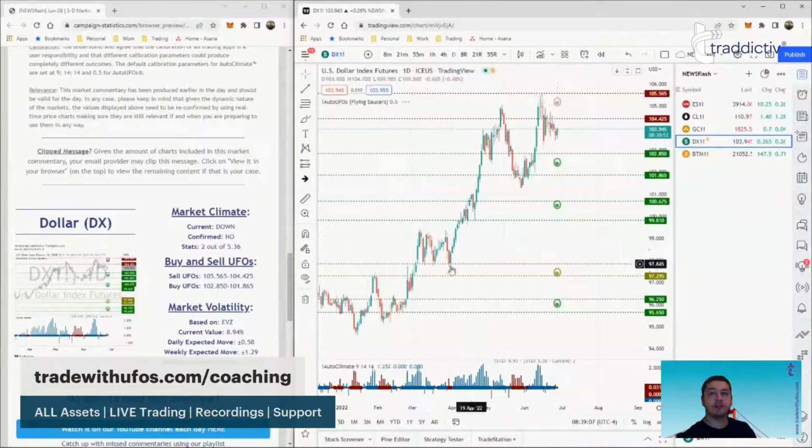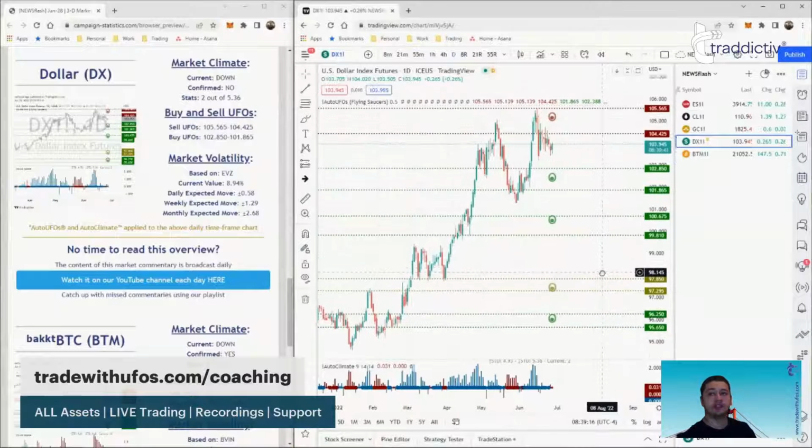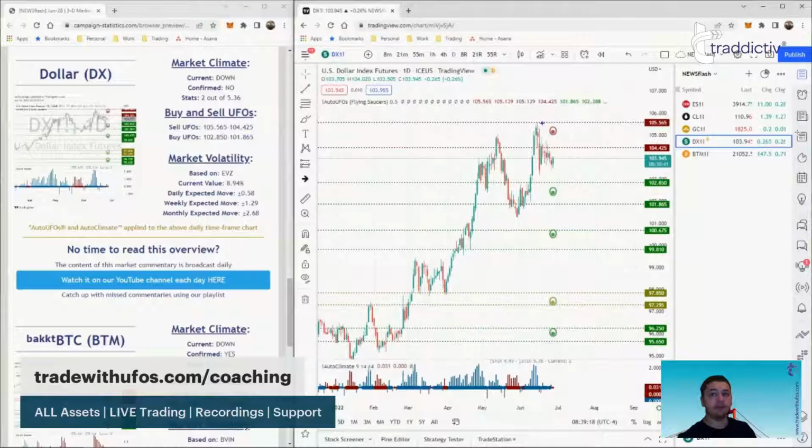The next one that we have here is the dollar index, currently in a down climate, but it is not confirmed because we see a thin red dot here. We see that the dollar did close above that 105 area, but since then it's pulled back, tried to test it again, entered into the UFO here, and fell from there. Currently, it's looking a little bit strong right now, trading towards the top range of the previous day.